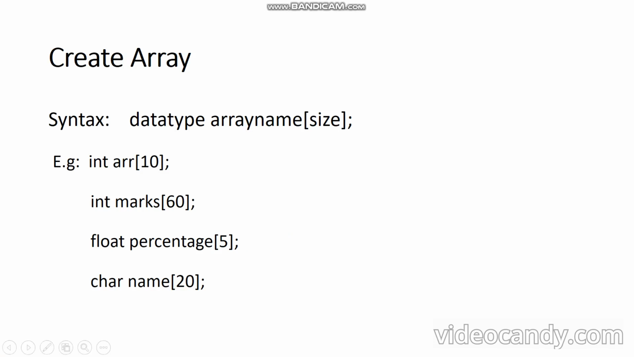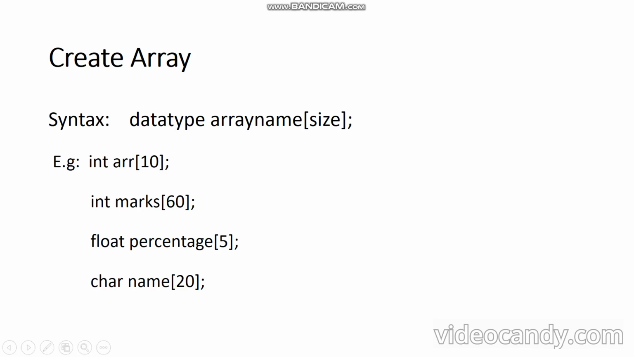Next example, I have again declared an array of type integer whose name is marks, and a total of 60 marks can be stored in this array. 60 stands for either 60 students' marks or a total of 60 members' marks can be stored in this array. Then likewise we have percentage, whose data type is float. 5 students' percentages can be stored in this array.